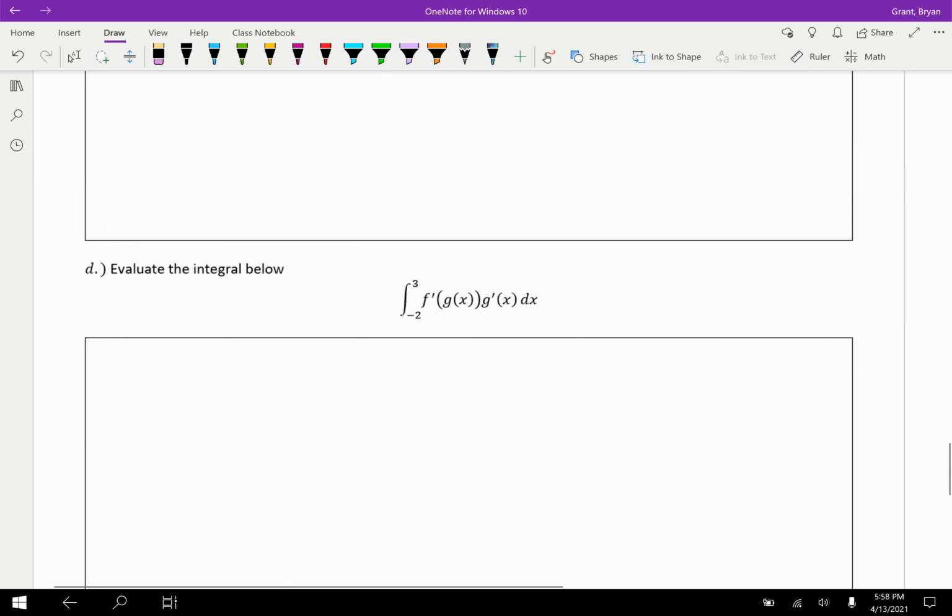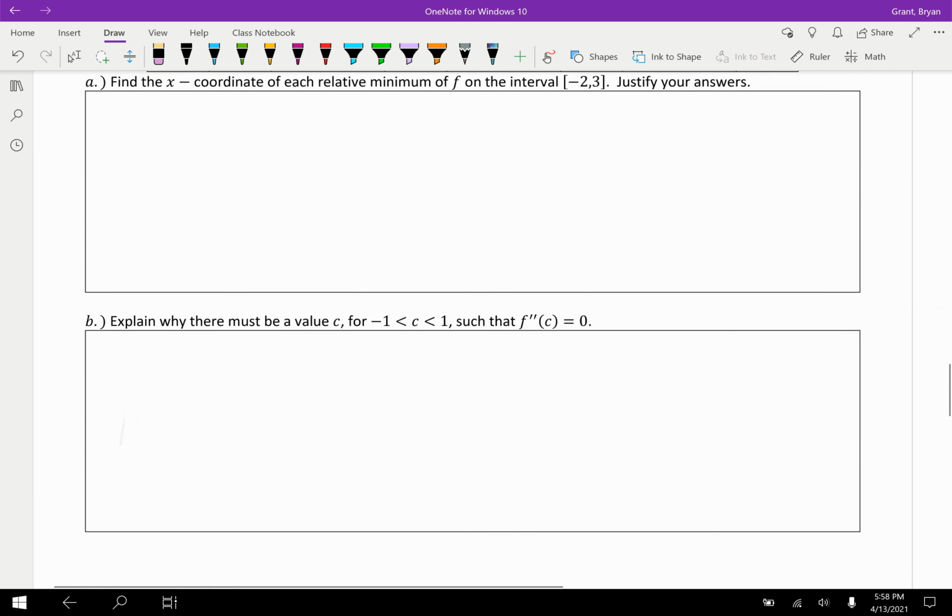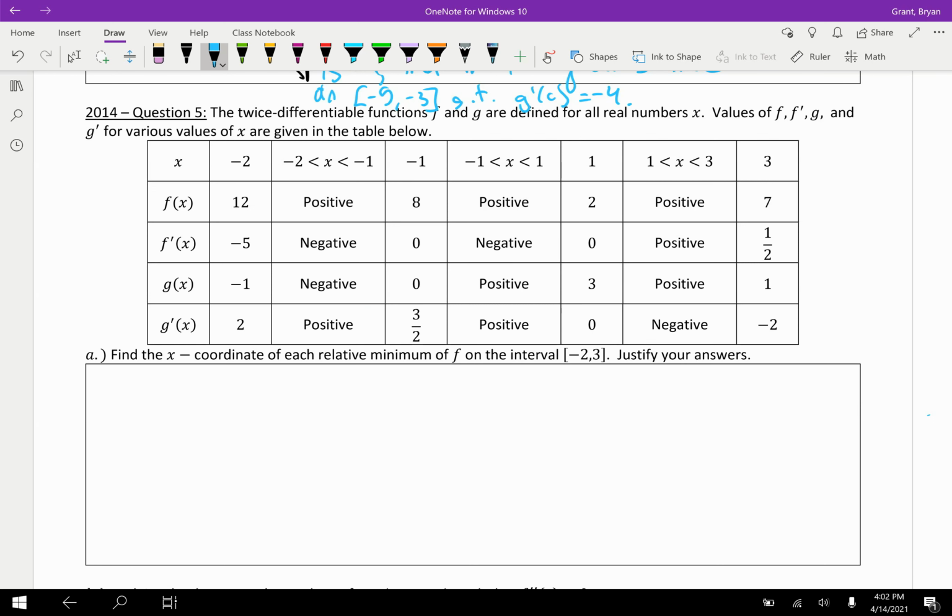This, I think, is our last one. Very exciting. So our last question comes from 2014. I tried to keep these fairly recent. Again, no calculator. We are given our values in a table. Let's see what we can do.